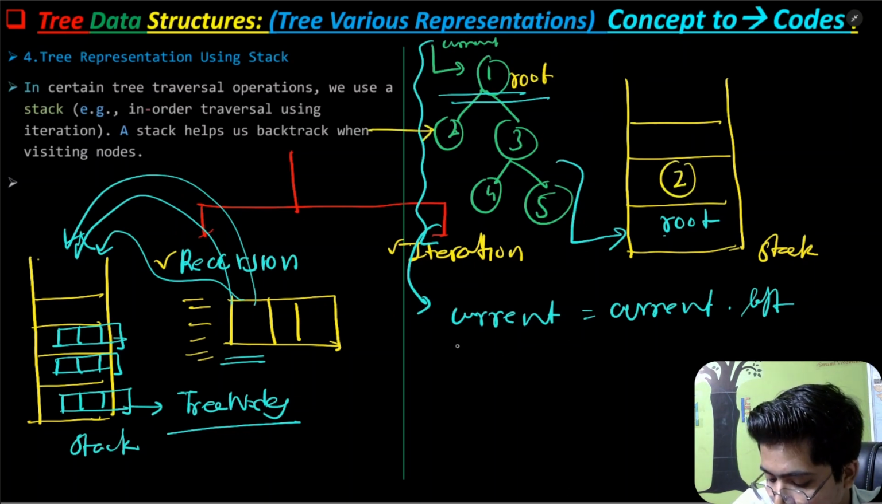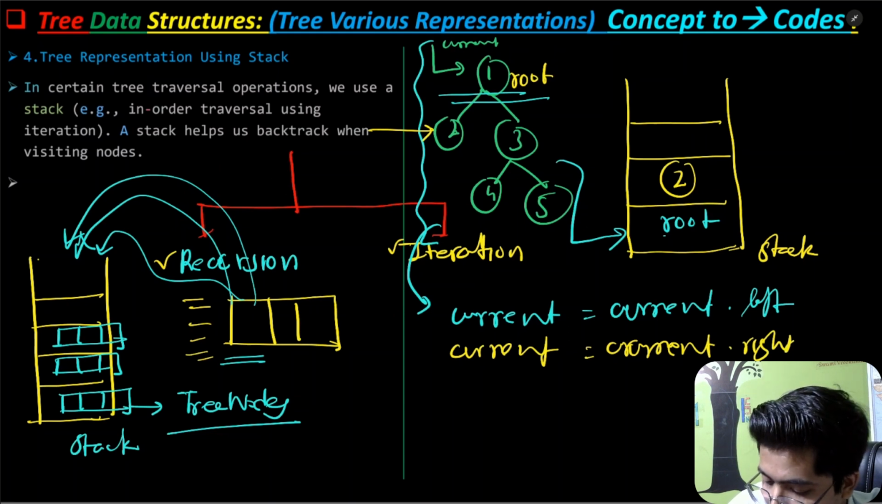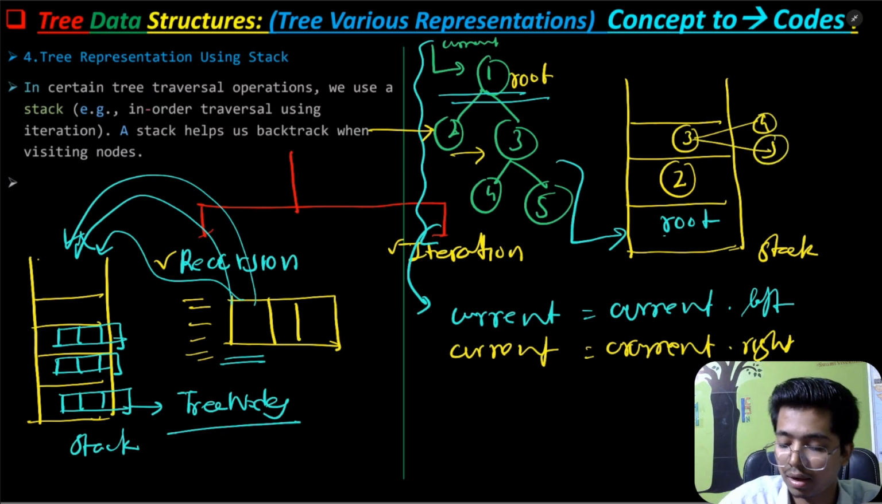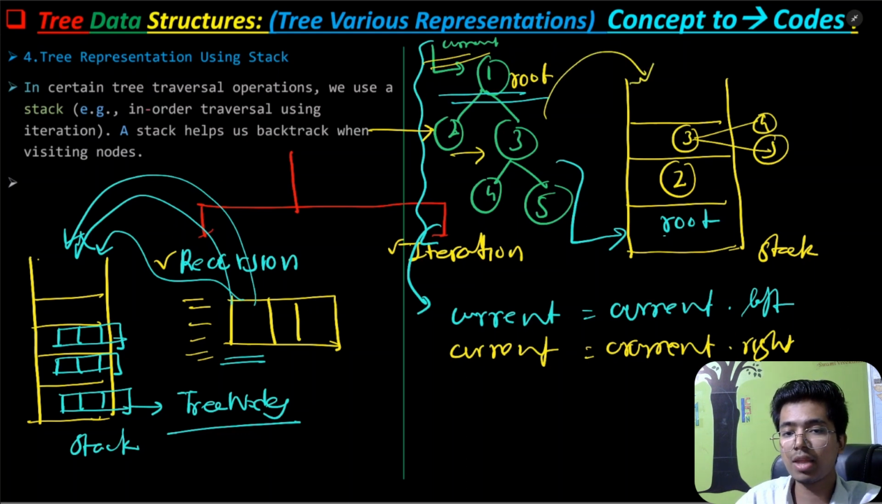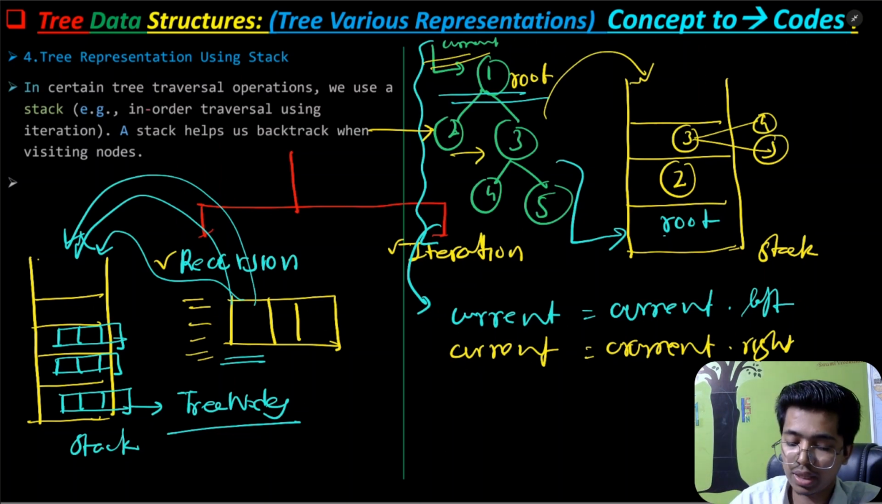If we do current equals current dot right, we insert the three nodes from here. So the entire architecture of 3, 4, 5 is stored in this memory. We actually store the references, the current node, and we pass this into the stack. This is what we perform in the iteration architecture. We will be breaking down and observing the code to see how it matches with that.